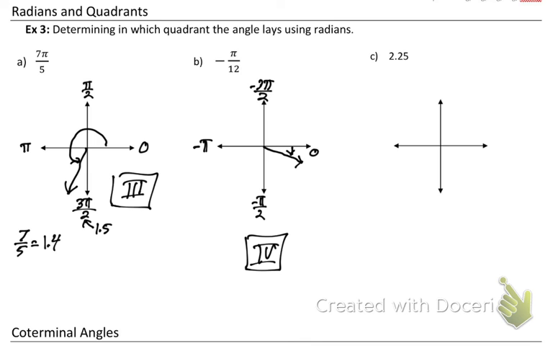2.25. How do I know that's a radian? No degree symbol. There is no degree symbol, so it must be radians. Now, 2.25 doesn't have pi in it, right? So here's my advice to you when you draw your unit circle. We usually have pi over 2, we have pi, and we have our 3 pi over 2. Now, all of these have pi in it. My thing does not have pi in it.